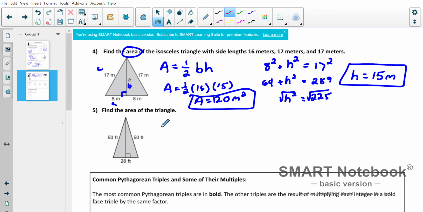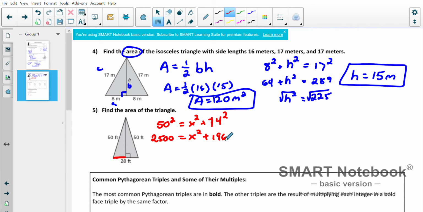So same idea here. We're going to take the hypotenuse, which is 50, square it, set that equal to our unknown height squared, plus, now be careful here, we've got 28. So our right triangle would only be 14. So we're going to have 14 squared. Then 50 squared is going to be 2,500 equals x squared plus 14 squared, which is 196.